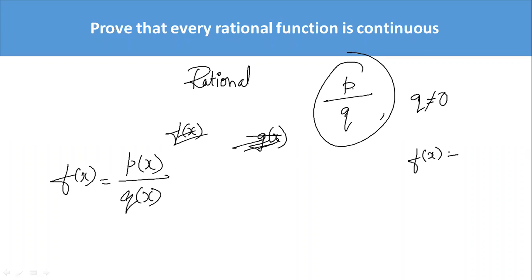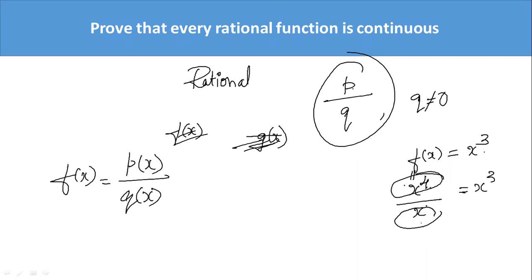For example, if your f of x is x cube, can I write f of x as x power 4 by x? What is x power 4 by x? x cube. So the given function I have written in a rational form. x power 4 is one function, x is another function. So my x cube I can write as x power 4 by x, where x power 4 is a function and x is another function.